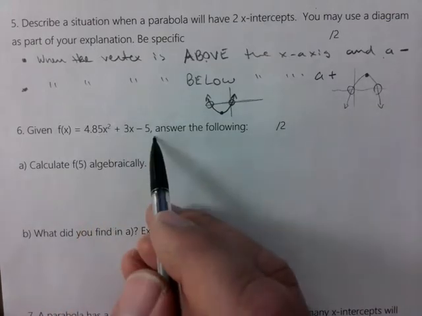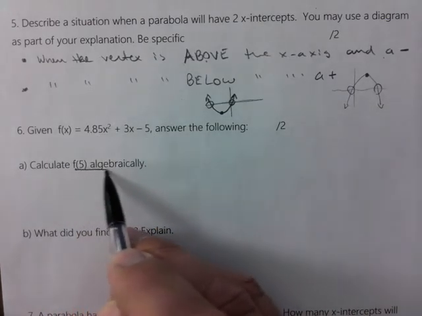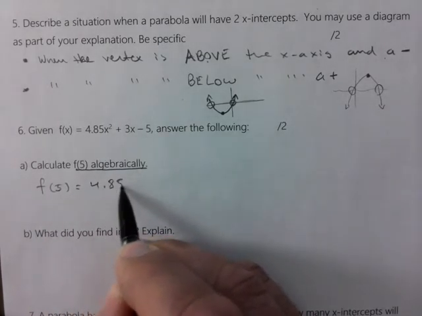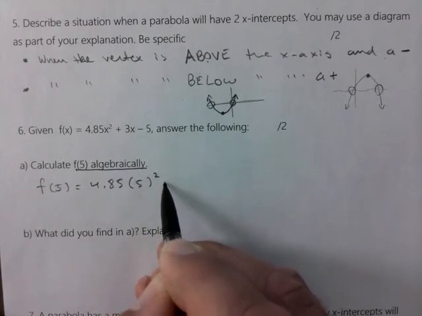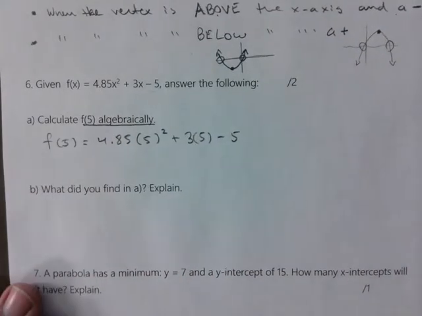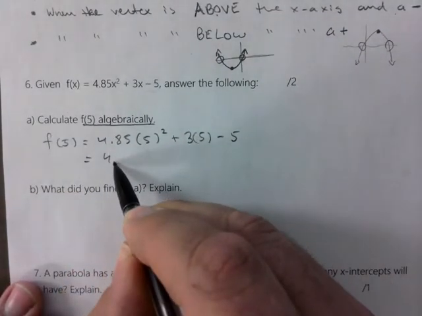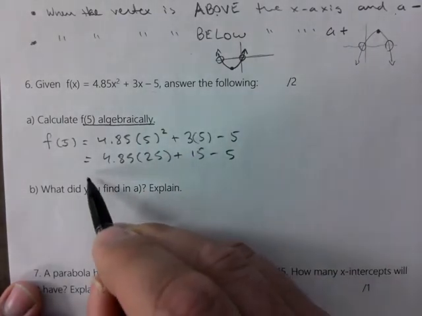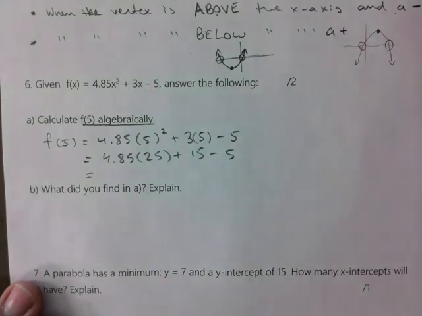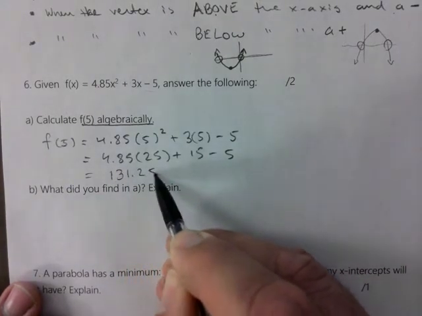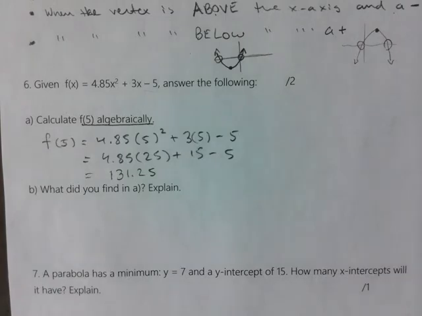Okay, f of x is this. Answer the following. Calculate this algebraically. So really what I want you to do is simply plug in 5 wherever there is an x. And so you get 4.85 times 25 plus 15 minus 5. You can actually just calculate that part right there. I would be okay if after this you just give me the answer. If you get 131.25, you're good to go.